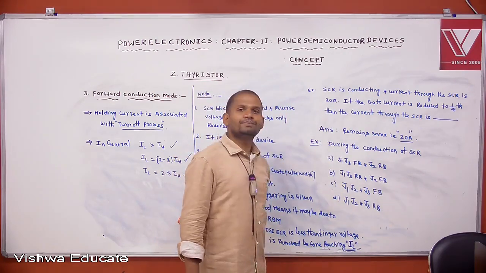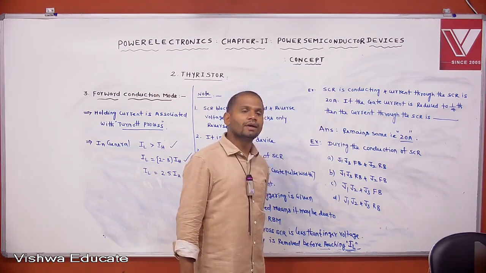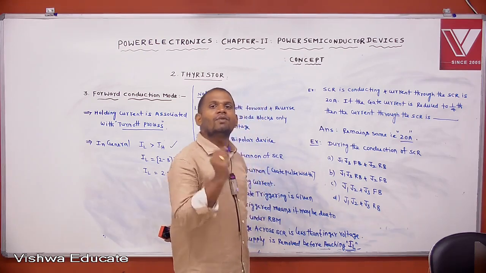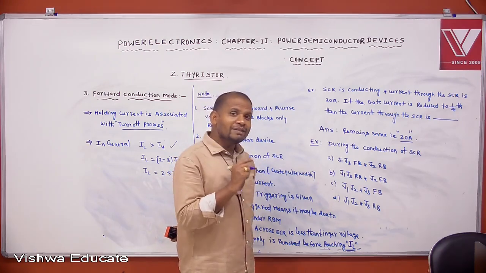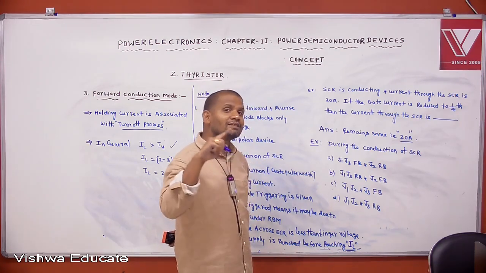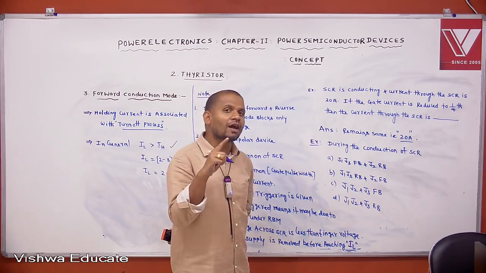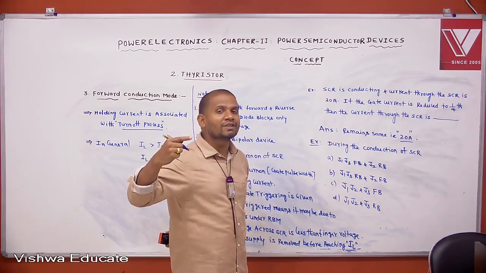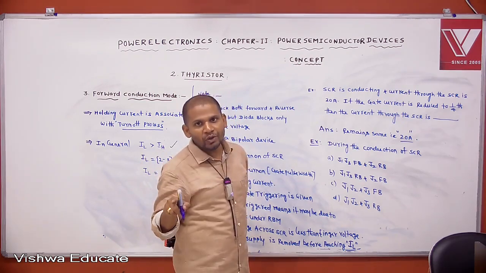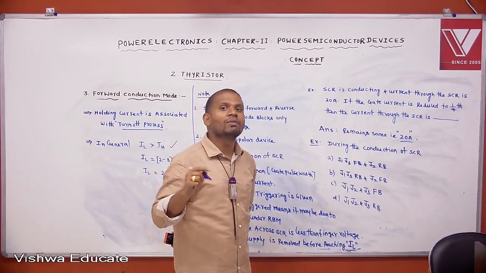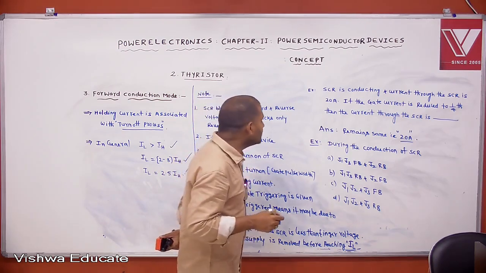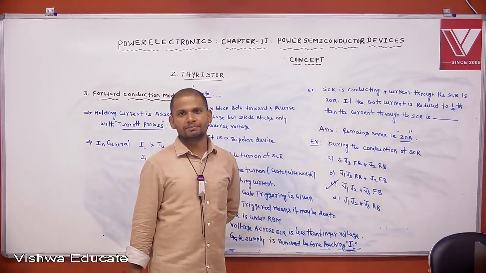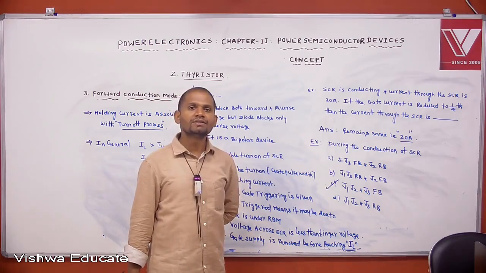Condition is given. What is given? SCR is conducting. Then what is the observation? I told you, before conduction of SCR, J2 is open, J1, J3 are closed. But once the SCR starts the conduction, J2 must be closed. J2 must be closed means all the junctions are forward bias or reverse bias? Yes, all the junctions are forward bias. That is, J1, J2 and J3 are forward bias.